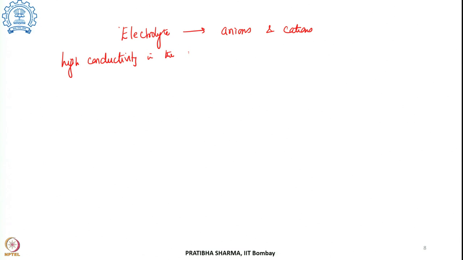If you look at the electrolytes, then high conductivity in the solution phase is the requirement, and that electrolyte has to dissociate to form anions and cations. What is required is that it should have a high conductivity in the solution phase. And this high conductivity will definitely lead to low resistance. It will result in anions and cations, which will basically carry the current.